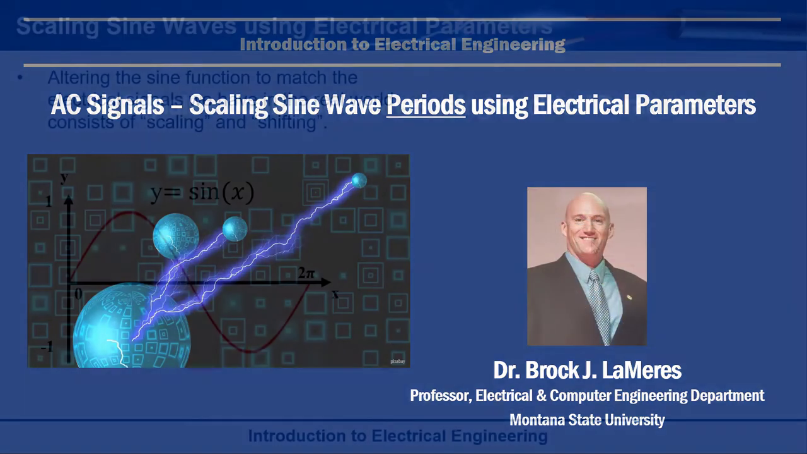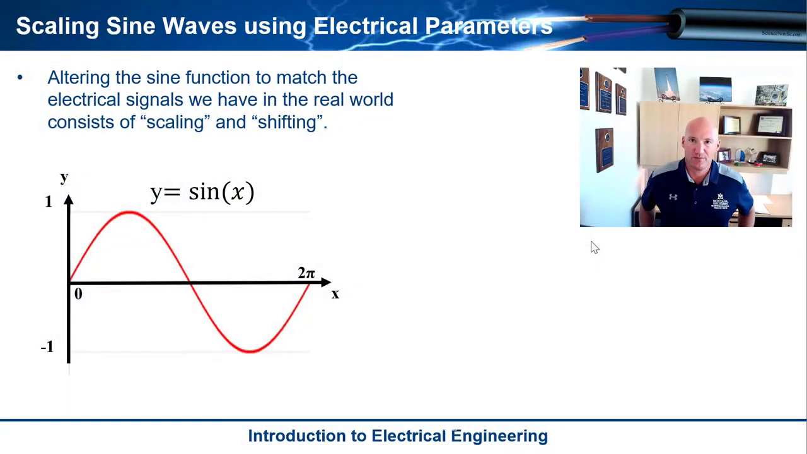So we've talked about how sine waves are everywhere in electrical systems, electrical power from generators and also electromagnetic propagating waves. So we use the sine wave to essentially model these. But what we have to do is make the sine wave fit what we actually see in the real world, and then that gives us an accurate model.